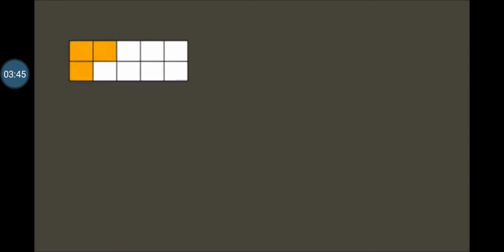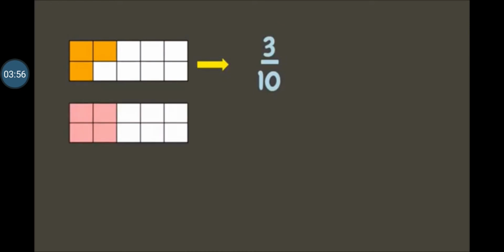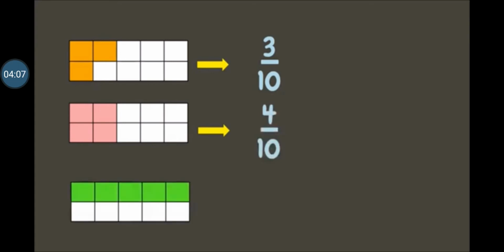Yeah, so you can see in this picture we have 3 colored parts out of 10 equal parts, and the fraction is 3/10. In the next picture, 4 parts are colored out of 10 equal parts, and the fraction is 4/10. And finally, we have 5 colored parts out of 10 equal parts, and the fraction is 5/10.